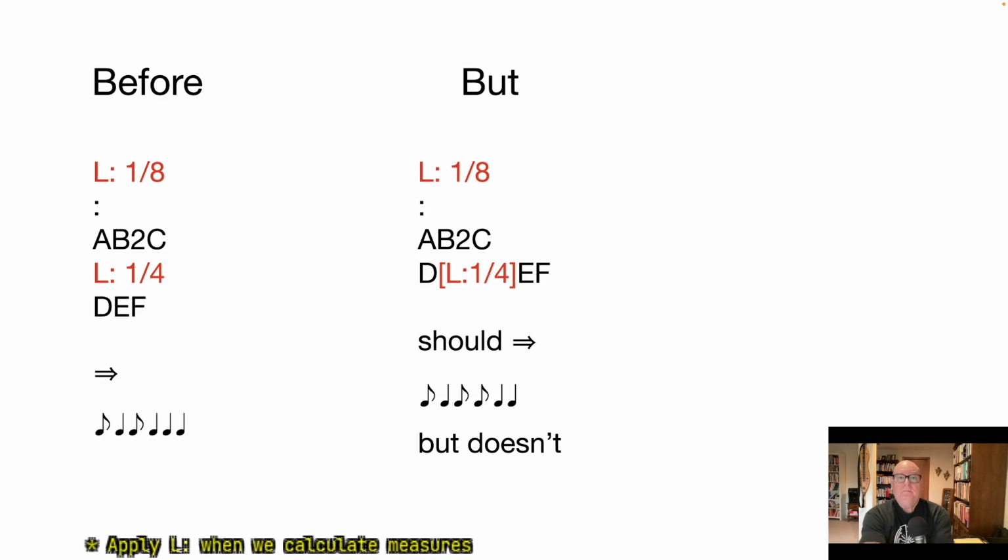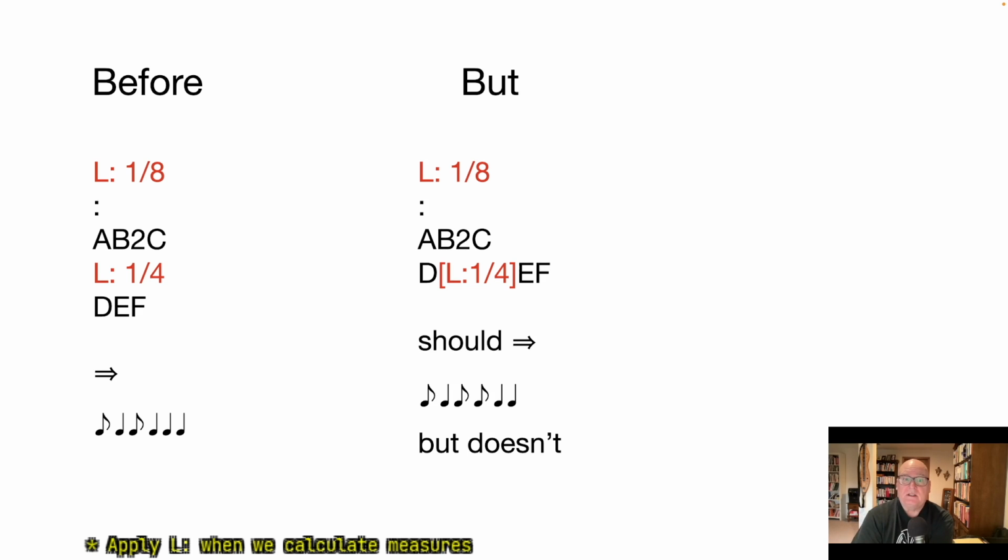The problem is you don't have to put these on standalone lines. There's also a form that's bracketed. So we have A, B, 2, C again, and D, and we switch to the 1/4 note after the D. All right. And so that means A should be an eighth note, B2 should be a quarter, C should be an eighth, D should be an eighth, and E and F should be quarters. But we don't work with that.